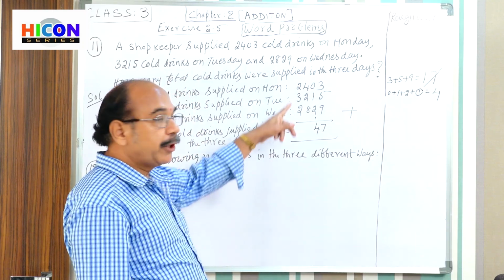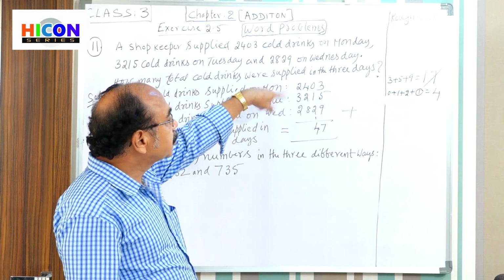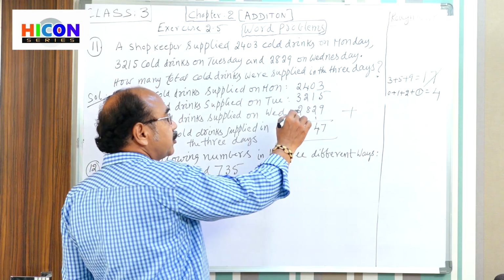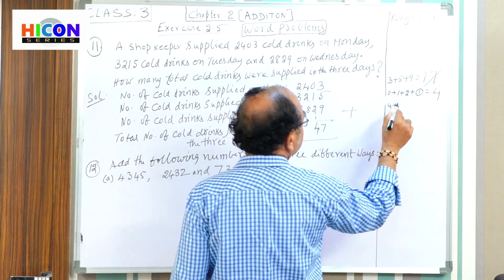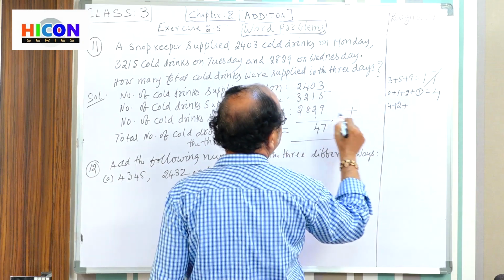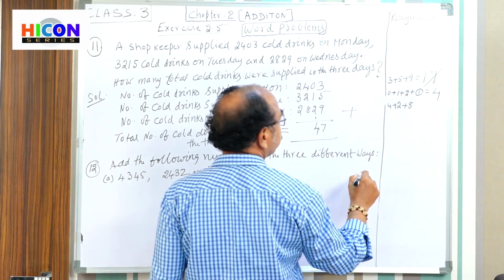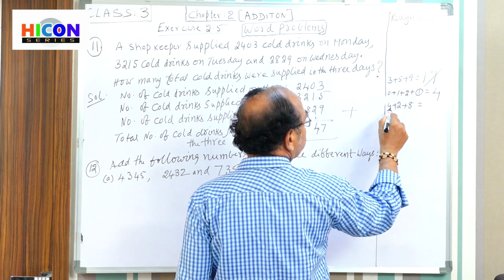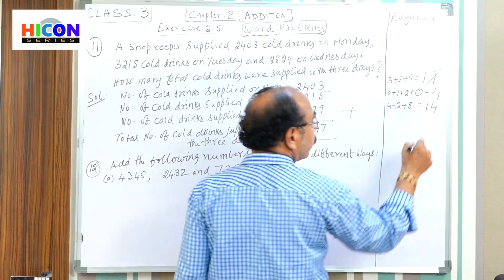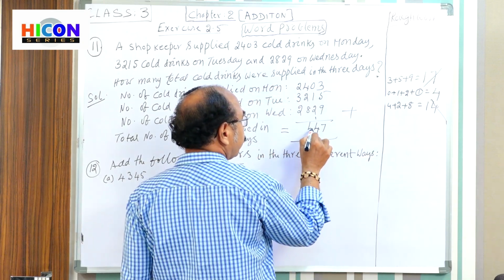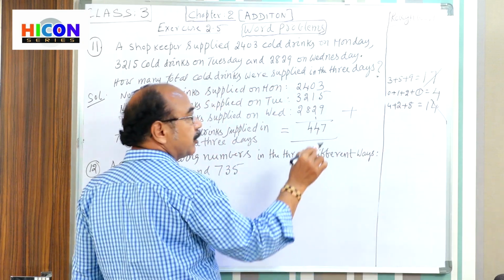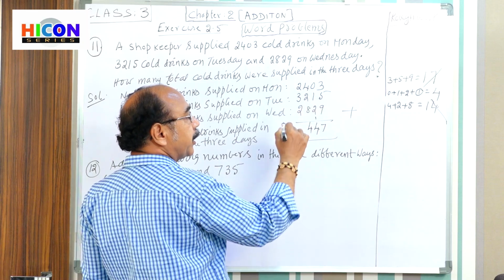Now come to the hundreds place. Take the digits in the hundreds place. That means 4 plus 2 plus 8. That is equal to 4 plus 2, 6 plus 8 is 14. So here strike off 14 and write 4. And 1 is there. That 1 we carry to the next place.